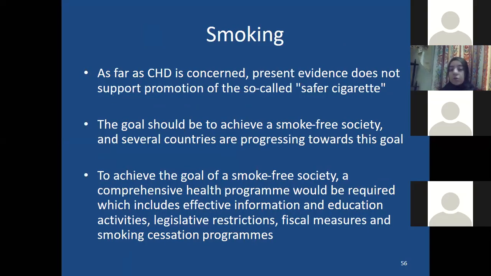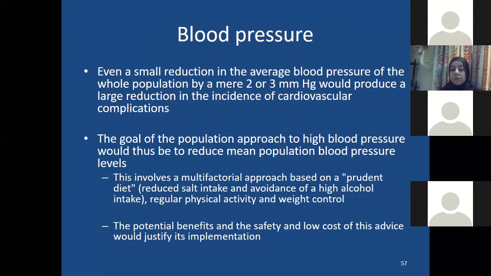Smoking, there are no safer cigarettes, as I already mentioned. We need to achieve the goal of a smoke-free society where there should be no smoking zones. A comprehensive health program is required, which includes effective information, education activities, legislation, and fiscal measures to cease smoking and smoking cessation programs as well. Again, blood pressure. A reduction of 2 to 3 millimeters of mercury in the entire population may shift the levels to biological normality of having lower blood pressures.